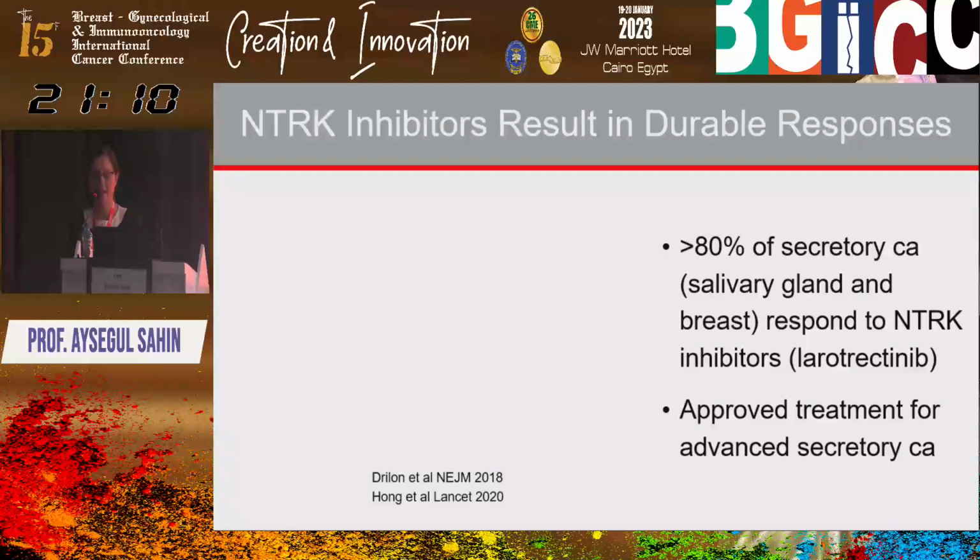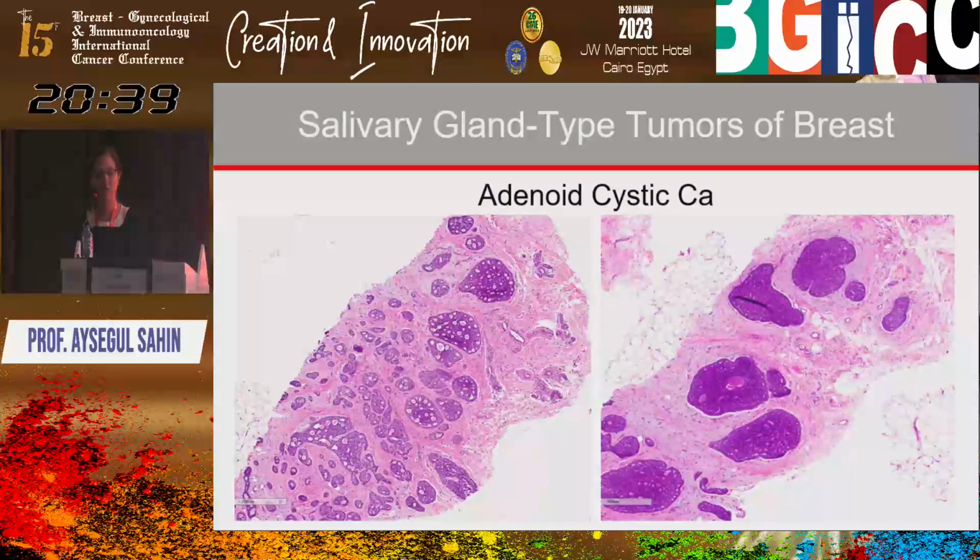So we have NTRK inhibitors that we use in clinical practice. And there should be a graph here showing that patients who receive NTRK inhibitors in a metastatic setting have a very high response rate and a good outcome. So it is important to identify secretory carcinoma.